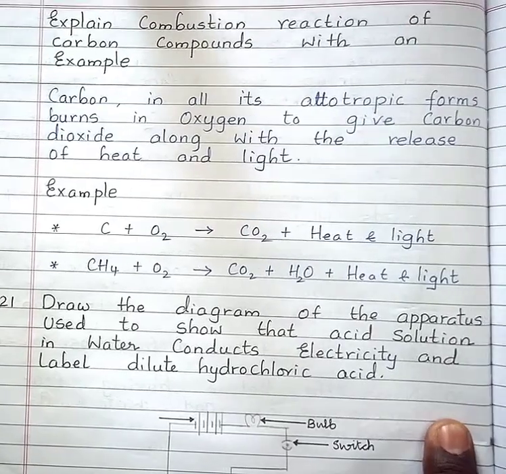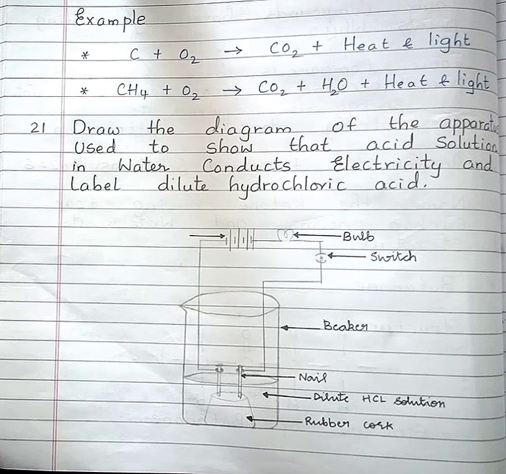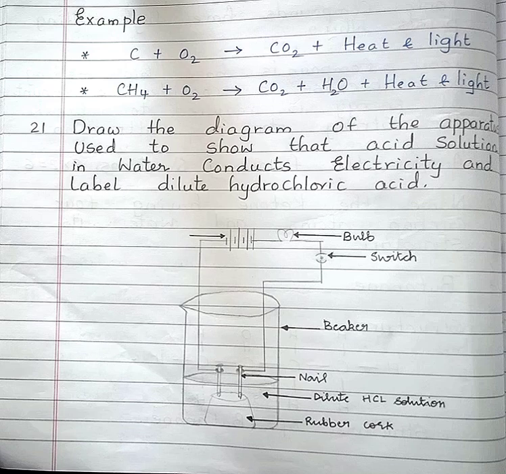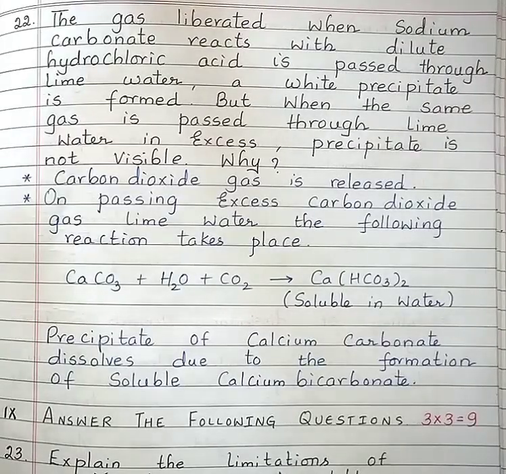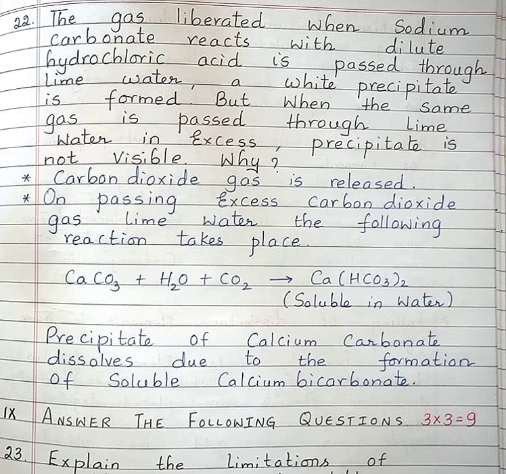Choice question. Explain combustion reaction of carbon compounds with an example. Answer. Carbon in all its allotropic forms burns in oxygen to give carbon dioxide along with the release of heat and light. Example, C plus O2 gives CO2 plus heat and light. Second example, CH4 plus O2 gives CO2 plus H2O plus heat and light.